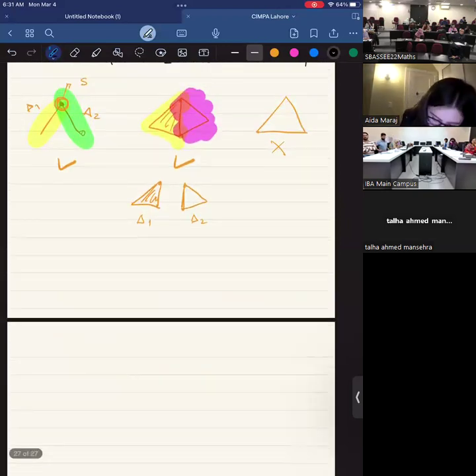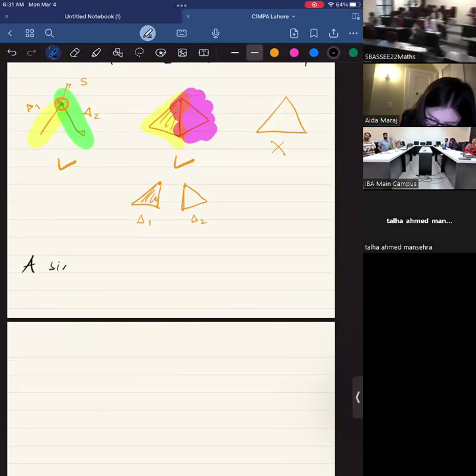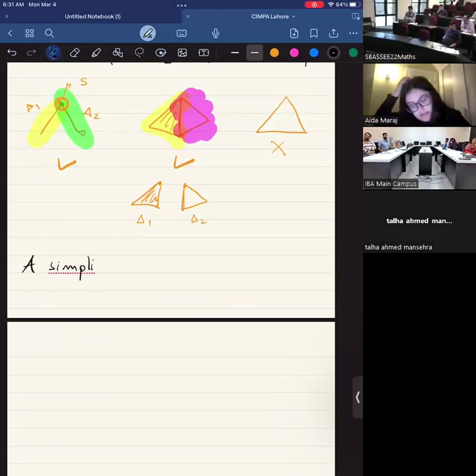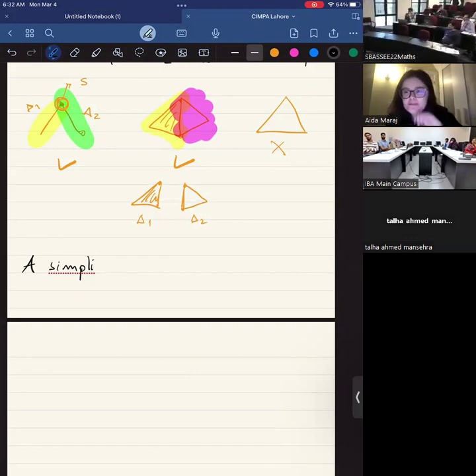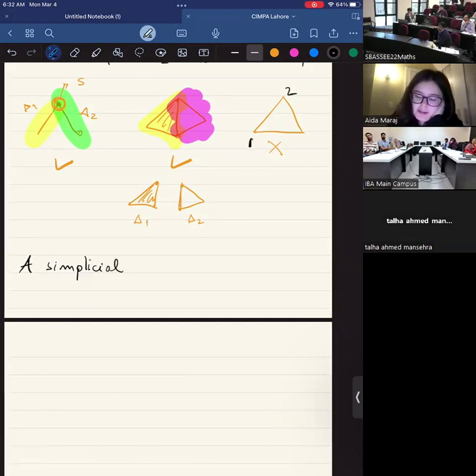Why is the third one not reducible? You are saying the third one may be reducible? Yes, I think so. How? Let's label the vertices first: 1, 2, 3.